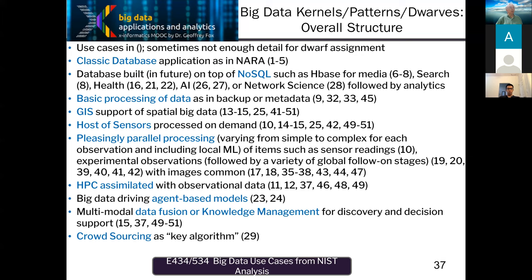And then you have the overall structure, which includes lots of sensors, pleasingly parallel, use of simulations together with data and so on. The classical database: the government operations, which were the census and the national archives, are built around classical database.